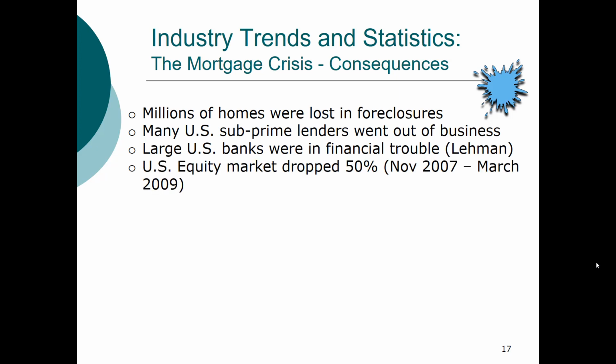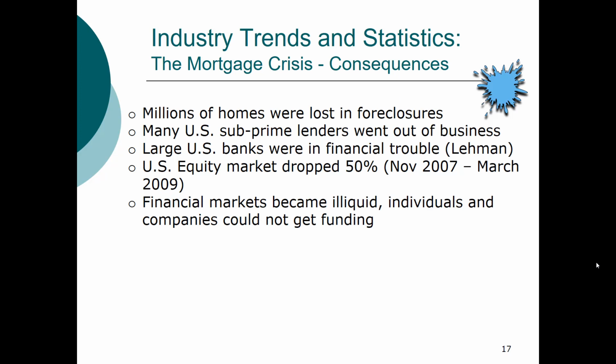The panic about the U.S. banks then also spread to U.S. equities in general. The U.S. equity markets dropped by over 50% between November 2007 and March 2009. Many people saw their retirement portfolios shrink dramatically and either had to delay retirement or go back to work after they had already retired. This panic then also triggered a lack of liquidity in the financial markets as lenders stopped making loans. It was an incredibly difficult time as companies and individuals could not get any debt funding.